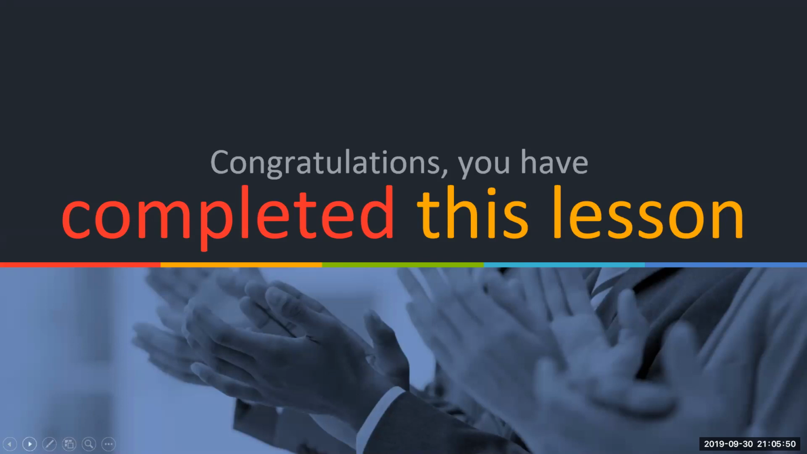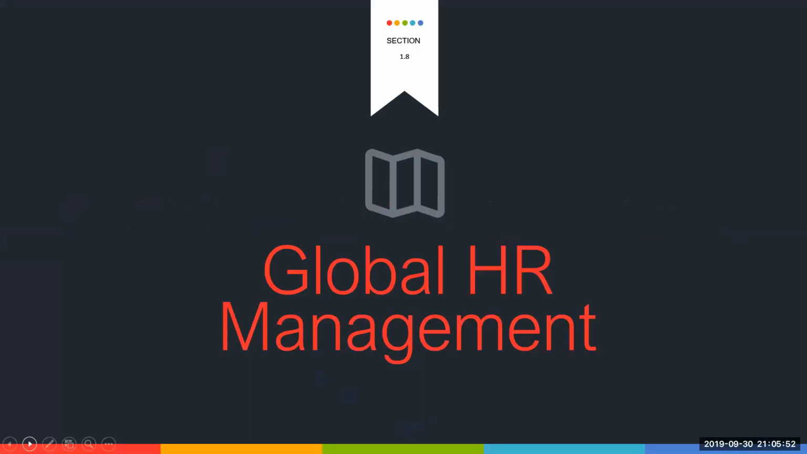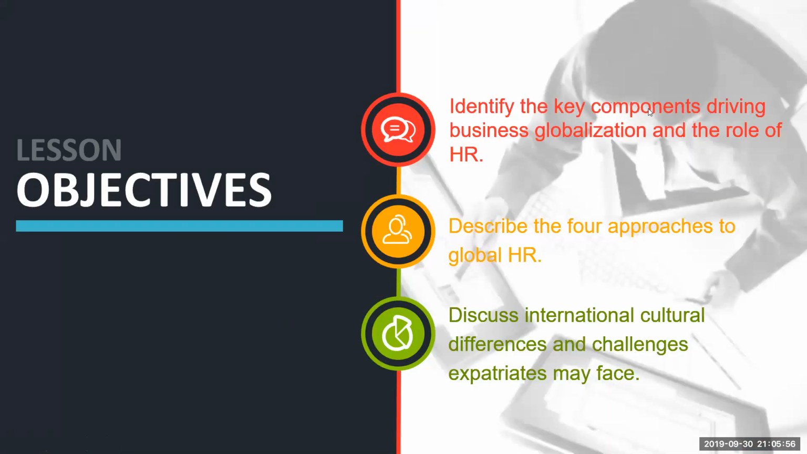We have some additional time to move into global HR management and take a look at our objectives. Number 1, identify the key components driving business globalization and the role of HR. Number 2, describe the 4 approaches to HR. And finally, number 3, discuss international cultural differences and challenges that expatriates may face.